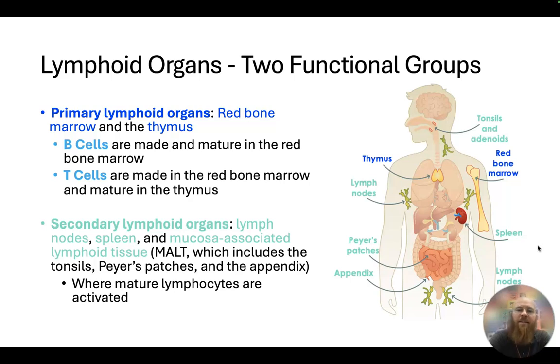Secondary lymphoid organs are very numerous. You've got your lymph nodes, your spleen, and all of the other mucosa-associated lymphoid tissue, which is referred to as MALT for short. This includes your tonsils, your Peyer's patches, and the appendix. And this is also where mature lymphocytes happen to be activated in all of those tissues.